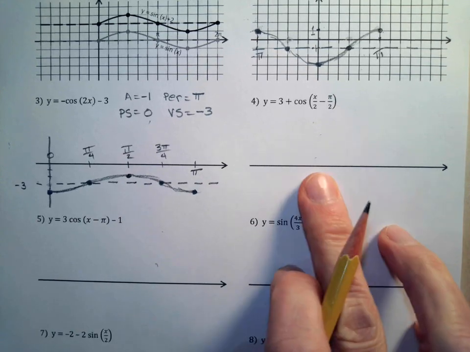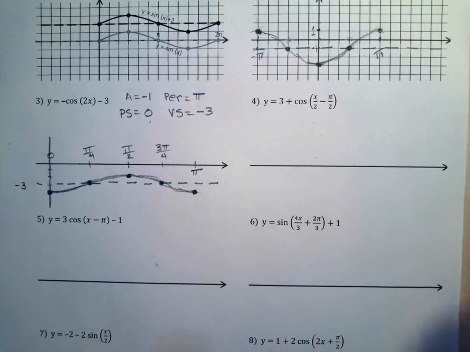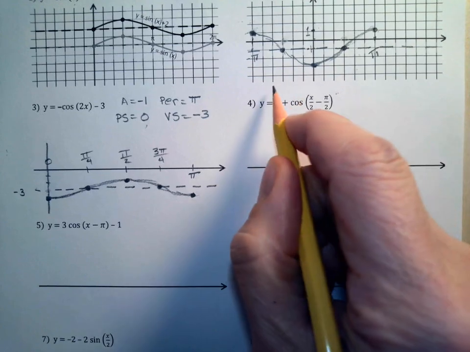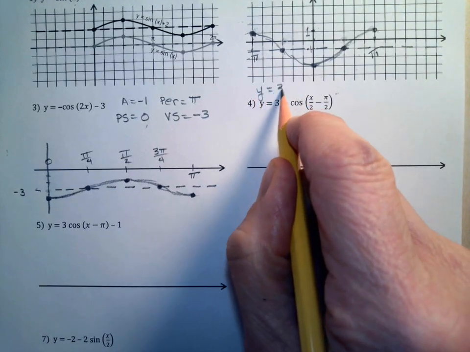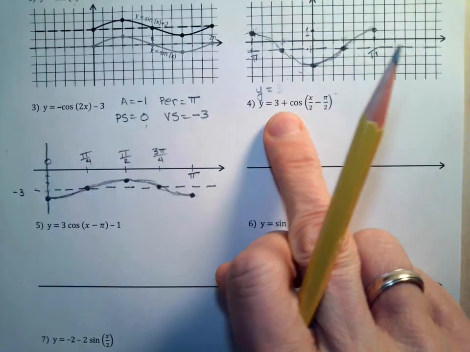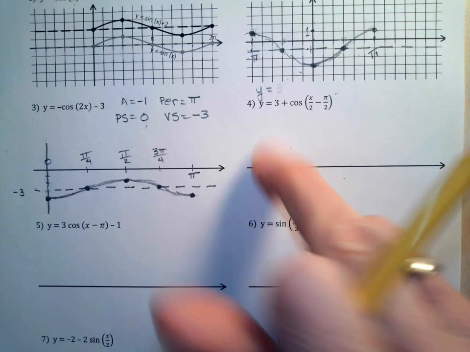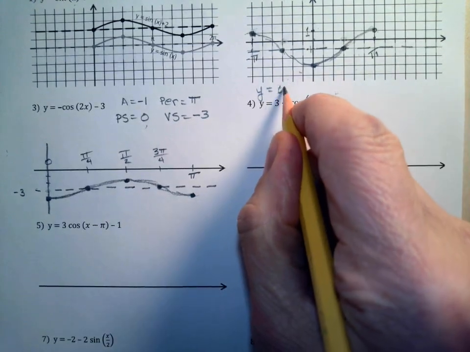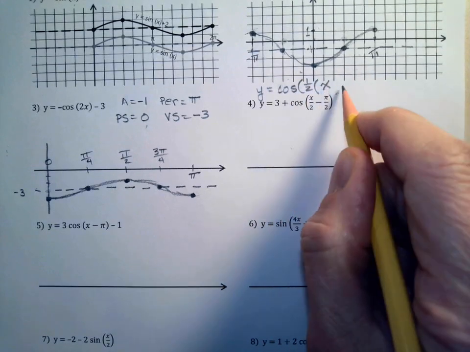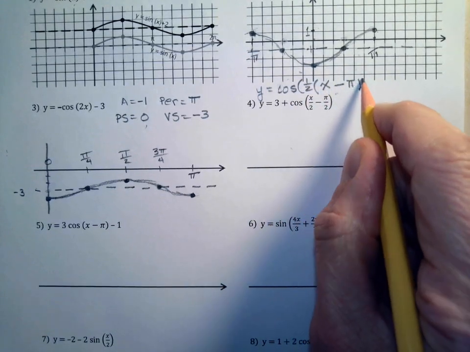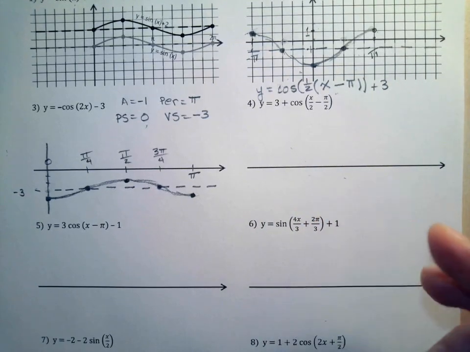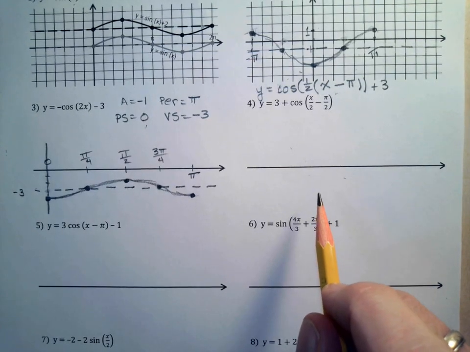Okay. All right, next one. We want to sort of rewrite this. So let me write it up above here, y equals 3. Let's rewrite that so that it's obvious. At first look, you might think that A is 3 because it's out in front, but they were just sneaky and rewrote that. So cosine, and then let's factor out a 1/2, x minus pi, and then plus 3 at the end. So that's in kind of the form that we're used to.